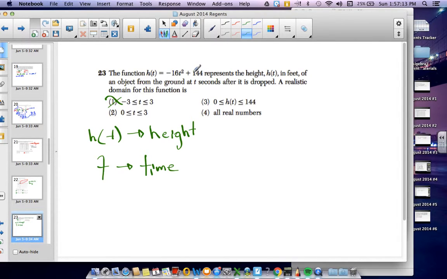Why? Because if t represents time, how can we have some negative time component? Unless we invent some type of time machine, we're not going to be able to conceptualize -2 seconds. It says it up here. T represents seconds, and also, by the same token, we can get rid of choice 4. All real numbers is like saying from -infinity to infinity, which is even more wrong than choice 1.